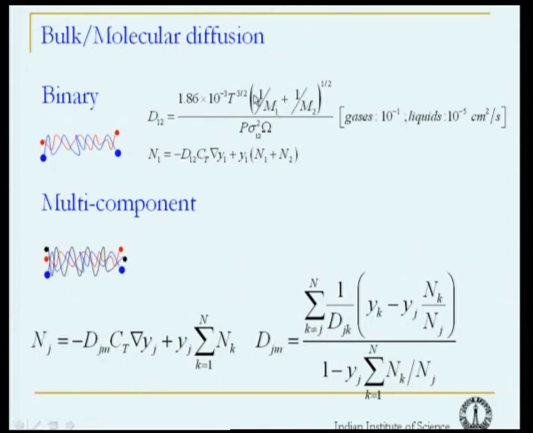So, my diffusion coefficient D12 depends on temperature, molecular weight of the two species, and the distance between the two species or their molecular diameter, and so on. For example, for gases, the diffusion coefficients are of the order of 10 raised to minus 1 centimeter square per second. For liquids, the diffusion coefficients are much lower, about 10 raised to minus 5 centimeter square per second.